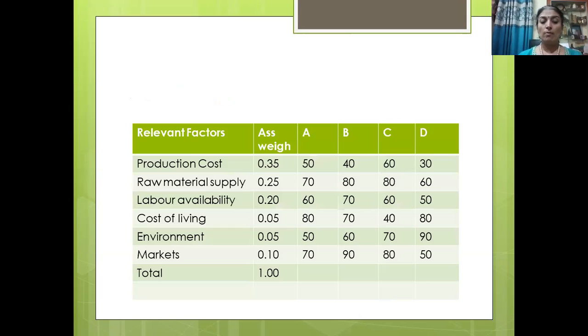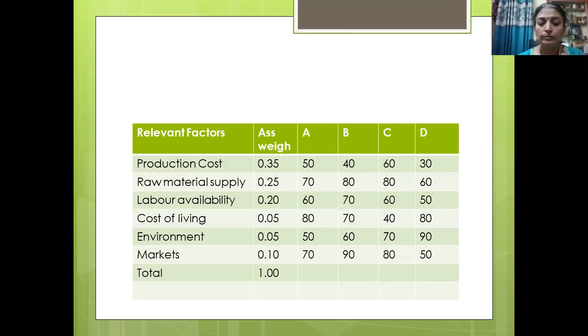So it is given in the problem only, that is relevant factors. What are those? Production cost, then comes raw material supply, cost of living, environment, markets, then total. And the assigned weight is also given, that is 0.35, 0.25, 0.20, 0.05, 0.10, and 1. And A, B, C, D, what are their scores? It is also given, 50, 70, like this. Now, what is our job?